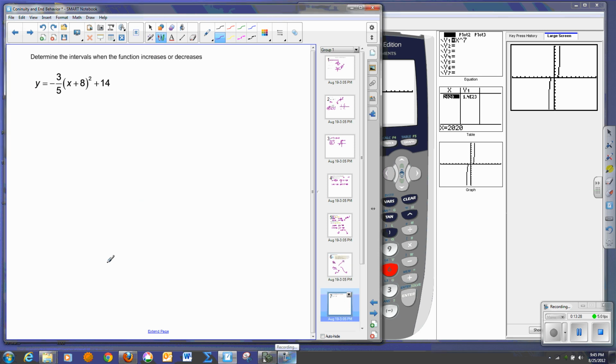So we're going to look at the following graph. y equals negative 3/5 (x plus 8) squared plus 14. We know from our studies already that this is a parabola sliding over 8, up 14, and then since I have negative 3/5 as my y value, this is going to go down. We have a good idea of what that's going to look like.